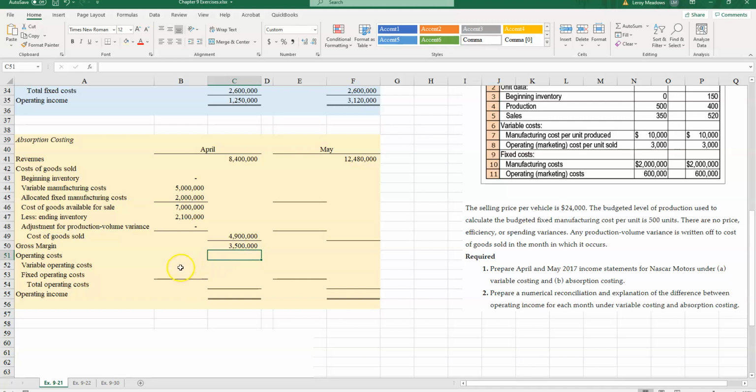Now, let's take a look at our operating costs. My variable operating costs are what? $10,000 per unit times the number of units sold, and that is how much? So 10,000 times the number of units sold, and that would be what? What was it? $1,050,000.